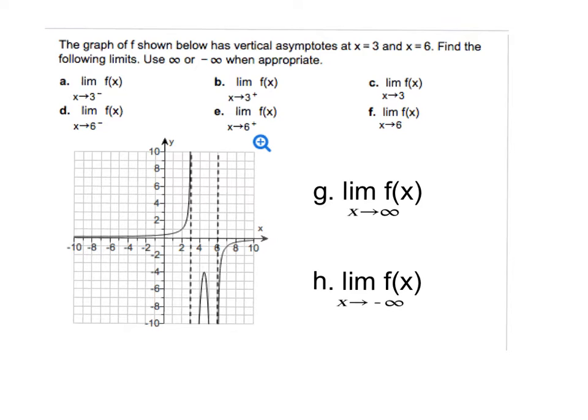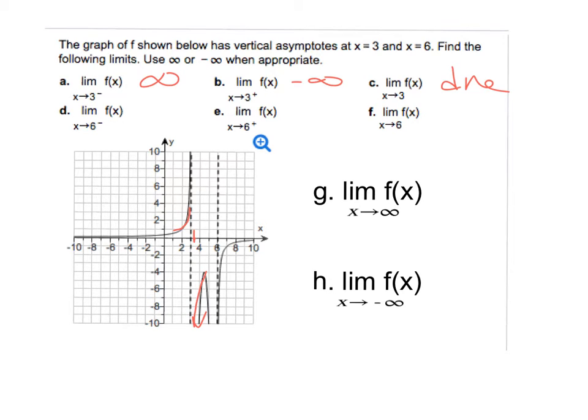All right, pause the video and try these. It says the graph of f shown below has vertical asymptotes at x equals 3 and x equals 6. Find the following limits. Use infinity or negative infinity when appropriate. So let's see, here's 3. From the left it's going up, so it's infinity. From the right, it's going down, negative infinity, which means the limit does not exist.